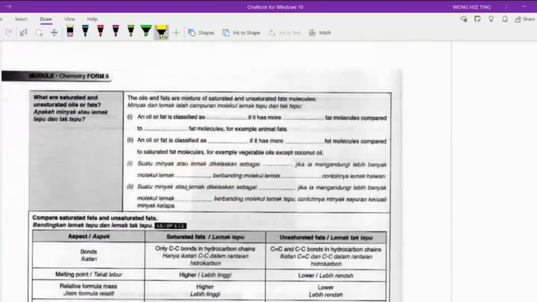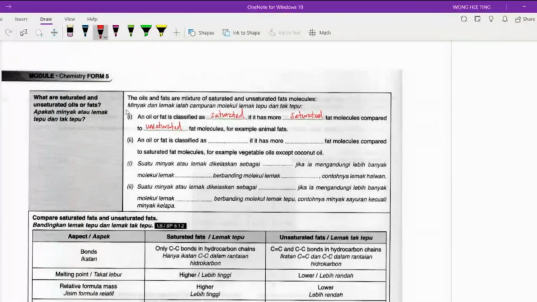Next, let's see what saturated and unsaturated oils and fats are. The oils and fats are a mixture of saturated and unsaturated fat molecules. So an oil or fat is classified as saturated if it has more saturated fat molecules compared to unsaturated. For example, the animal fats. See which one is more. If there are more saturated fat molecules, we can classify it as saturated.